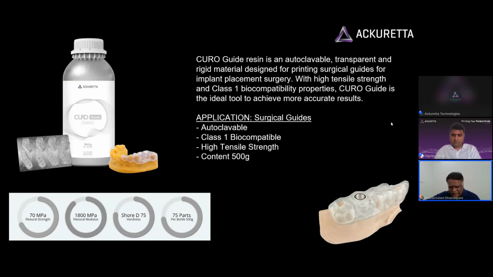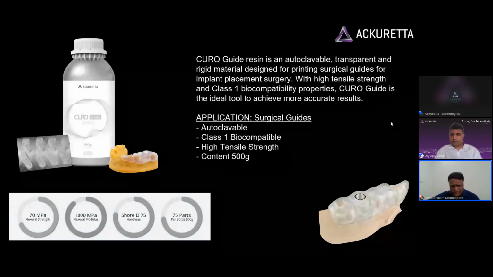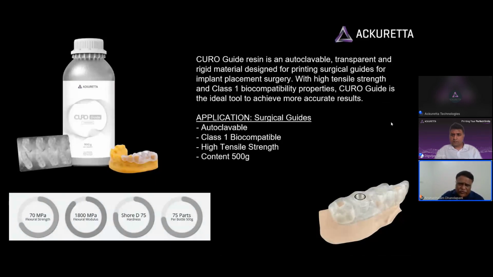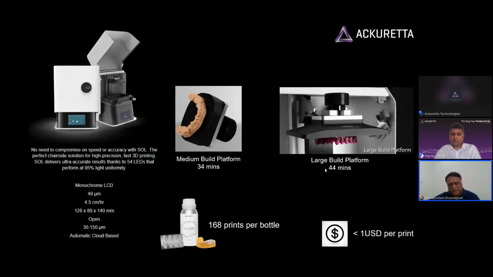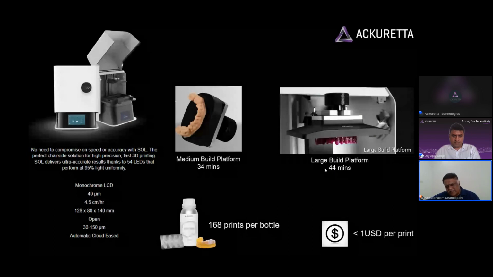So the thing with the Ackuretta resin is that it's biocompatible, so you can autoclave it, and it's got very good flexural strength, flex toughness, good hardness, and it's one of the few good transparent resins that can be printed. It's very, very difficult to print a transparent resin from purely a physics point of view. But if you look at the way in which this splint guide prints and the accuracy of the prints, I think it's pretty impressive. So in a medium build platform with the Ackuretta printer, in about half an hour, you can have a surgical guide printed.